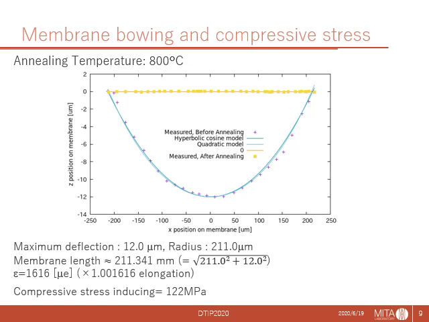We tried to estimate the membrane elongation and induced stress. With simple structural mechanics, the membrane elongation can be estimated. This is an approximate calculation, approximating the bowing shape to a triangle. And such elongation induces 122 megapascal of compressive stress to the silicon dioxide thin film of the initial length, which is in good accordance with time-dependent relaxation of tensile stress.